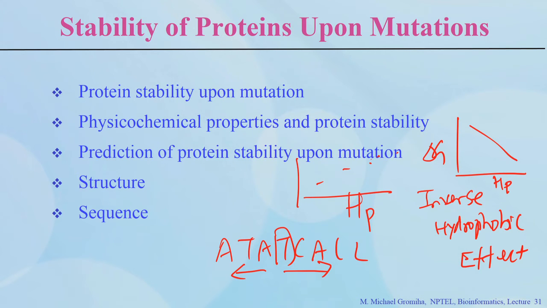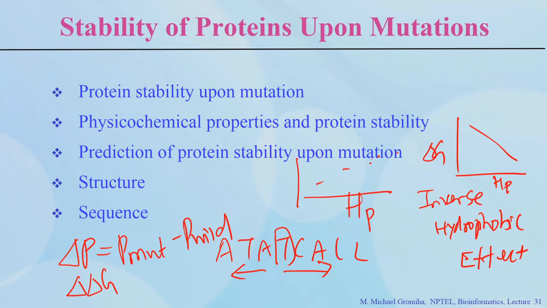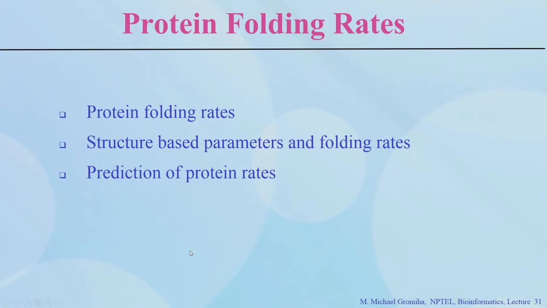you will get the same result if you use the properties, because we use delta p for the difference in property. This is equal to p mutant minus p wild, for example, hydrophobicity, the difference in values. Likewise, you have the delta G for the mutant and wild type, and we relate these two using correlations, the correlation coefficient. Then we discussed the folding rate.